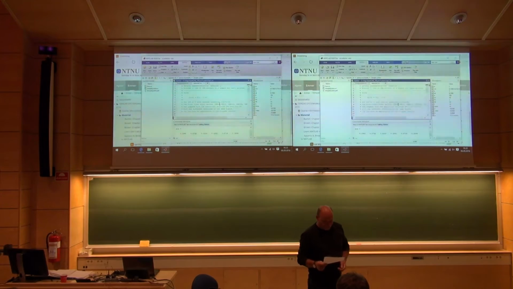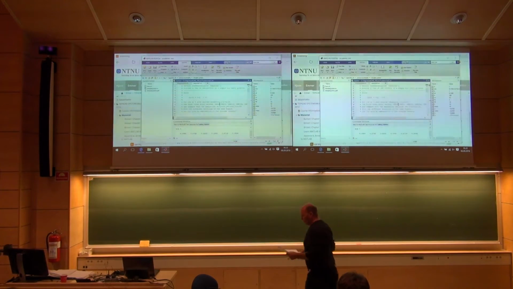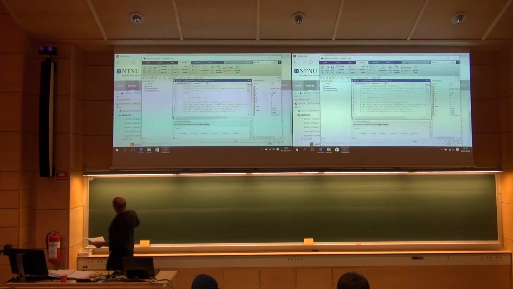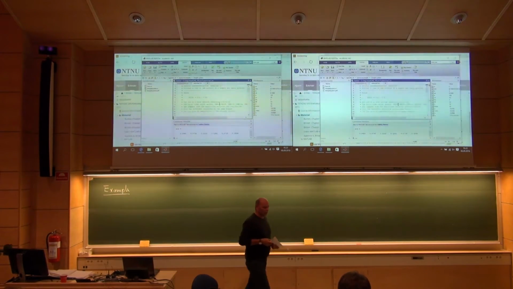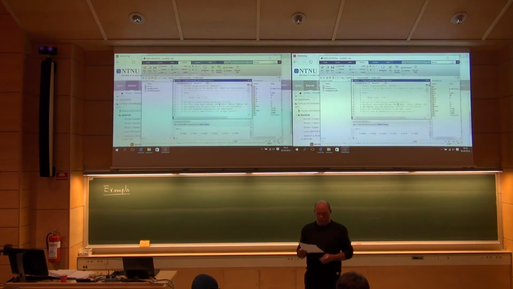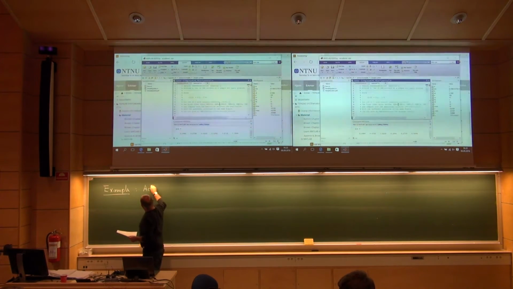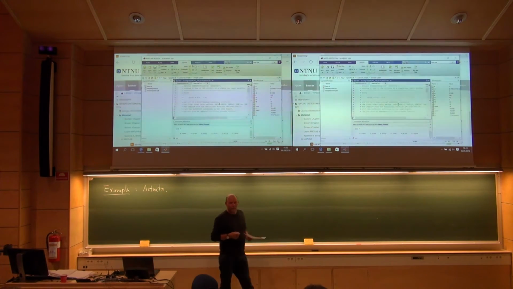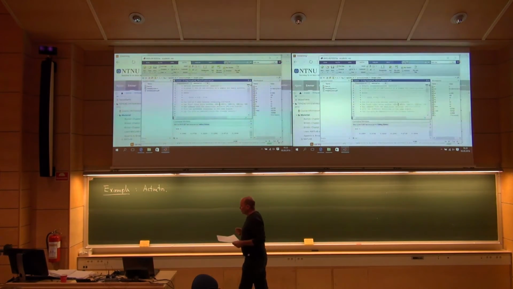Then we start into Matlab and system simulation by looking into an example. We haven't learned much yet, but it's much better to look at an example than reading all this boring theory. So we have what's called an actuator, a device that may make it possible to position a mass at the desired location.